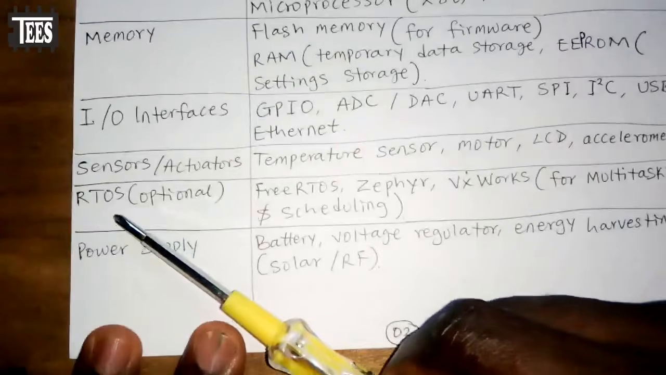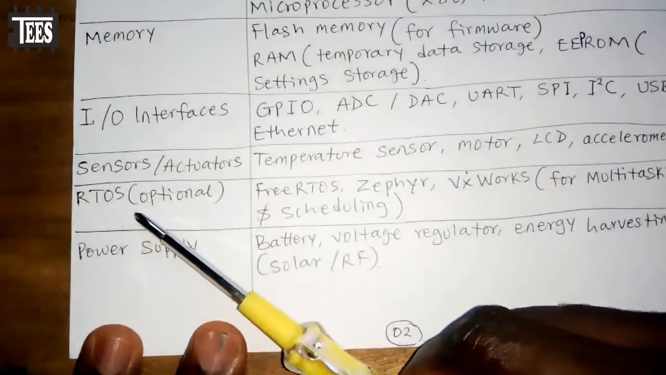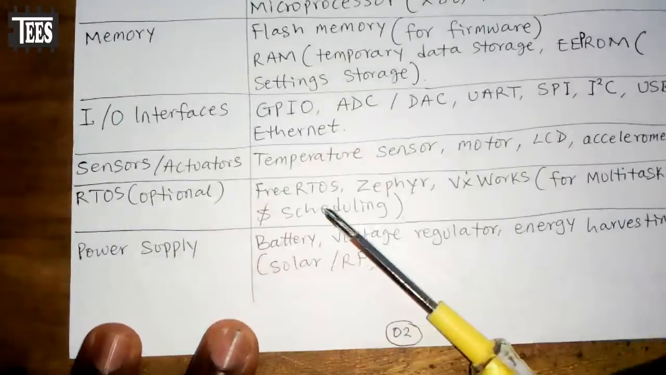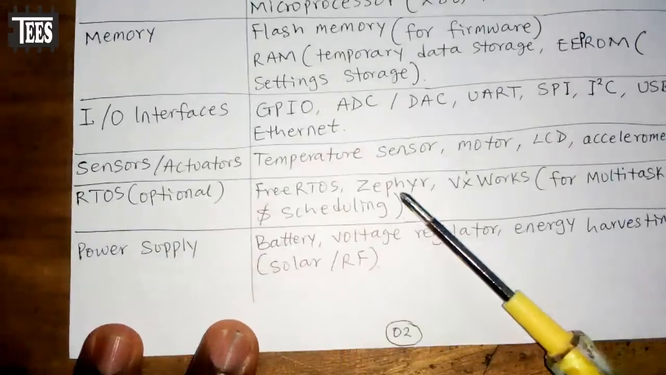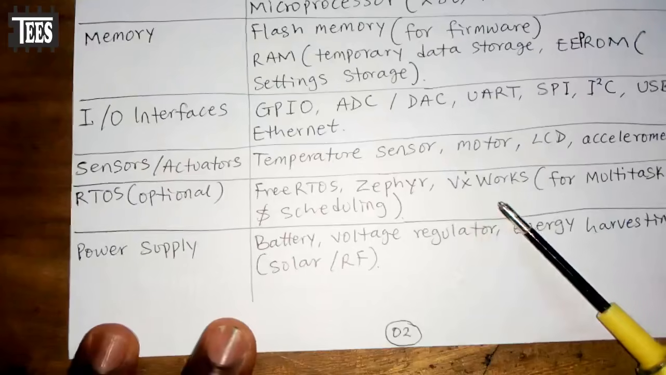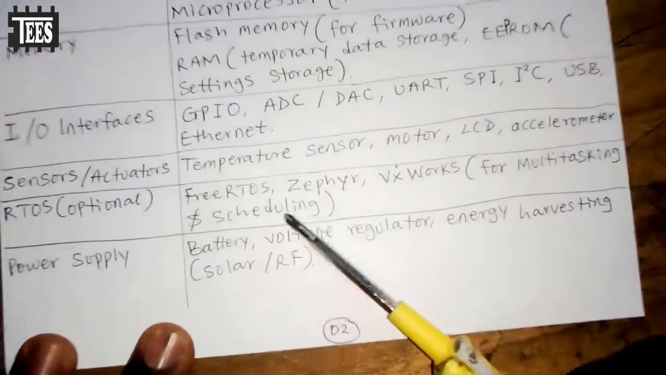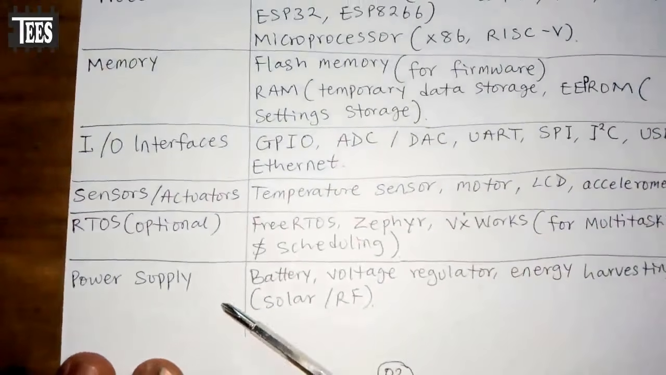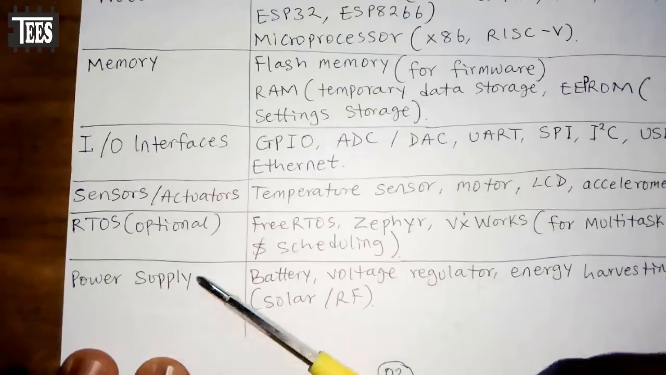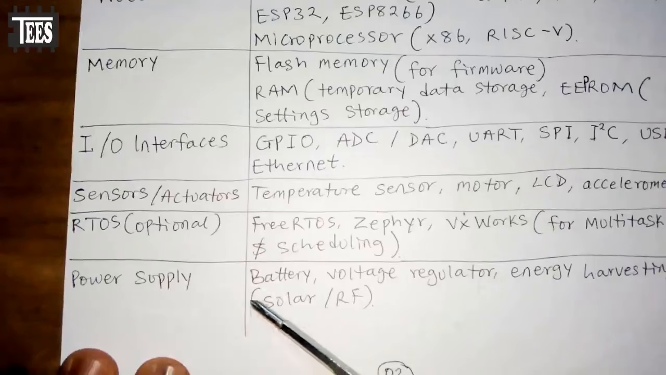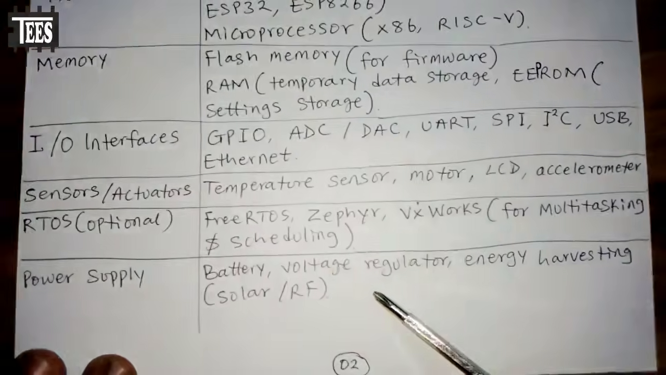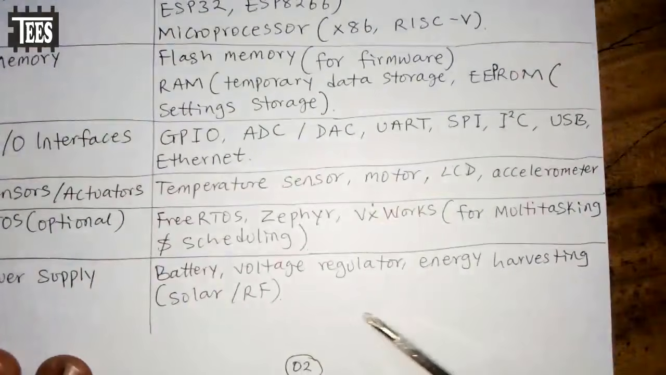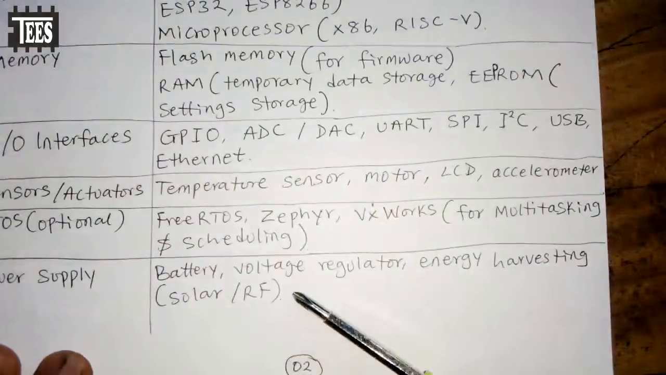Then we have RTOS, which means real-time operating system. This is optional. For example, we have FreeRTOS, Zephyr, and VxWorks for multitasking and scheduling. Then we have the power supply. Your systems need a power supply; there is no system you design without a power supply. For example, battery, voltage regulator, energy harvesting, solar, RF.